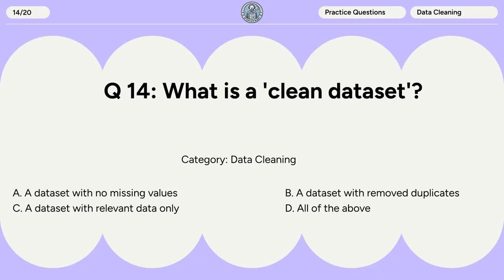Question 14. What is a clean dataset? A. A dataset with no missing values. B. A dataset with removed duplicates. C. A dataset with relevant data only. D. All of the above.